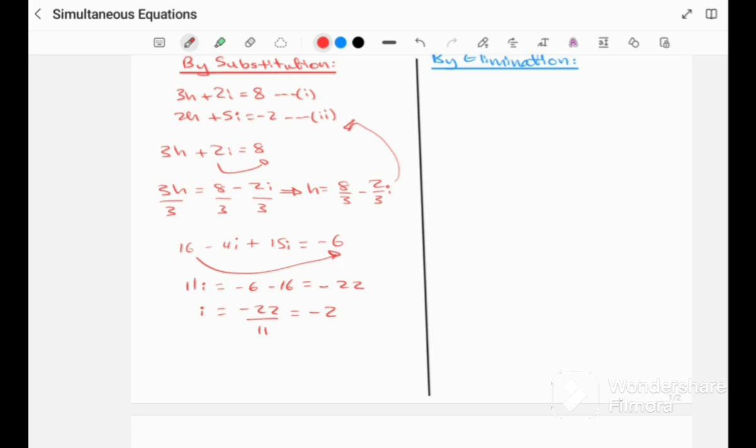We can go ahead and plug that i value into our first or second equation. Let's plug it into our second equation. We have 2h plus 5 times negative 2 is equal to negative 2. 2h plus negative 10 is equal to negative 2. We can move the 10 to the other side.